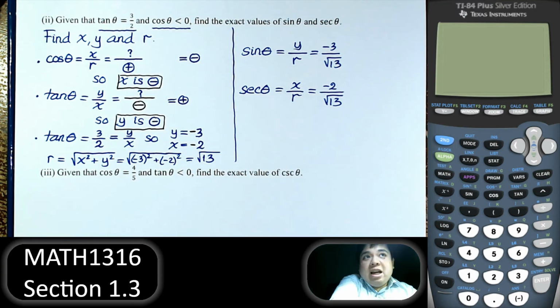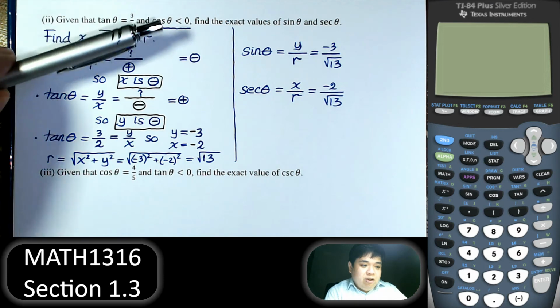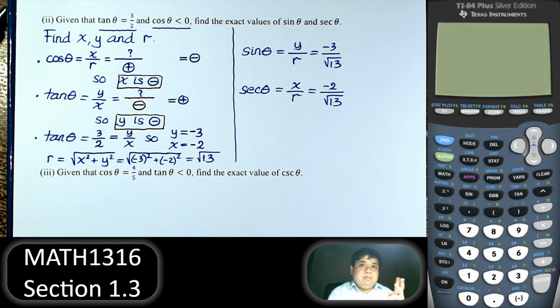Right. It's easy once we have x, y, and r. So it's not that bad, right? So first look at the sign, determine the signs of x, y, and r, and then we determine the values. So simple enough, right?